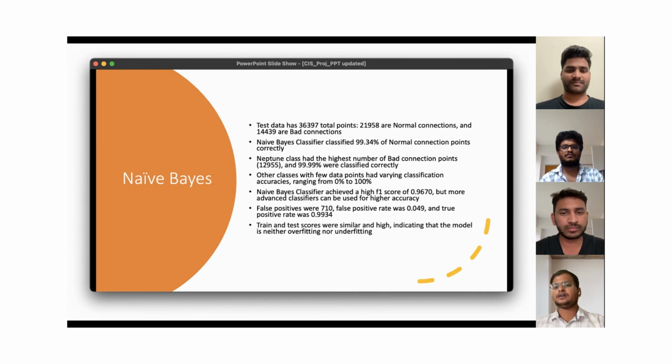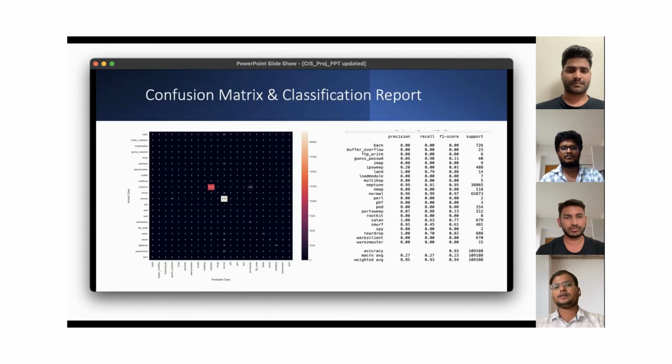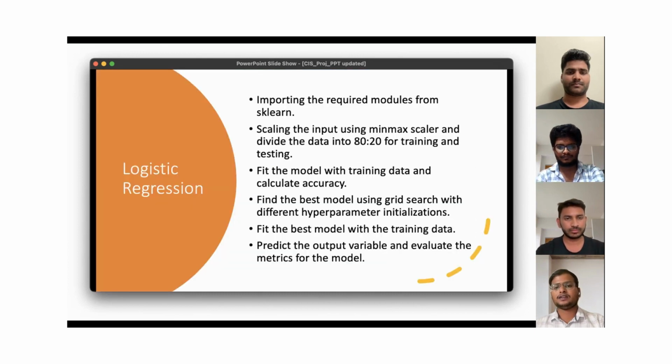The naive Bayes classifier achieved an F1 score of 96%, and the false positives were 710 points, which is 0.049%. The train and test scores were similar and high, indicating the model is neither overfitting nor underfitting. So this is the confusion matrix and classification report. Here we can see for the naive Bayes classifier, the accuracy is 93%, and we can see the precision, recall, and F1 scores here. And moving on to the next slide, which is logistic regression.